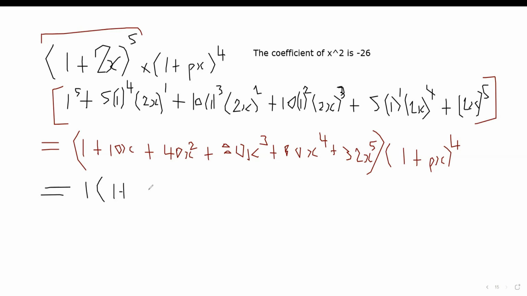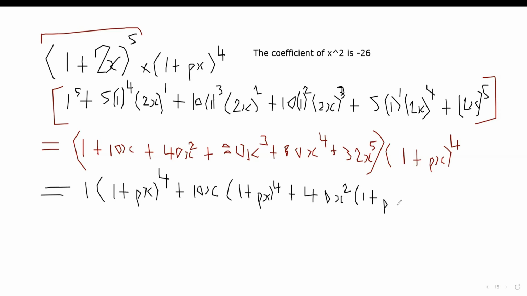Guys, pay attention. This was in the mock exam. This might come this year. 1 plus px to the 4, plus 10x times 1 plus px raised to the 4, then plus 40x squared times 1 plus px to the 4, and we'll get the gist. Now we can stop right here. Why do we stop right here? Anybody tell me why we can stop right here?